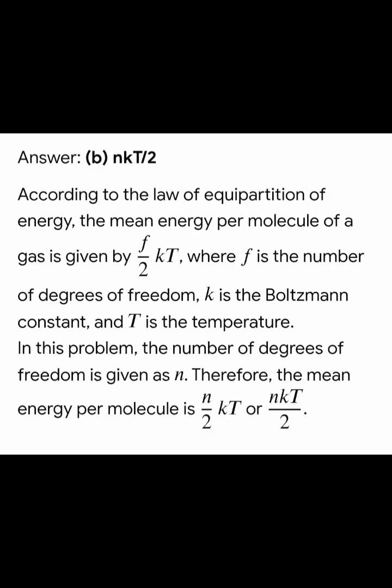The next question is, the mean energy per molecule of a polyatomic gas with n degrees of freedom is given by dash. We know by the law of equipartition theorem, the mean energy per molecule of a gas is given by f by 2 into kT, where f is the number of degrees of freedom, k is the Boltzmann constant, and T is the temperature. So here in this problem it is given that the number of degrees of freedom is n. So the mean energy per molecule is n by 2 into kT. So this is the answer, that is nkT by 2 is the answer.